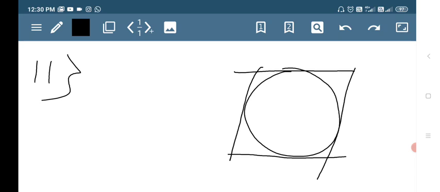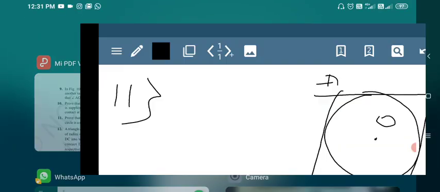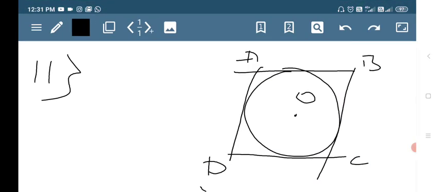So now, what do we have to prove? If this is a parallelogram ABCD, and a circle of center O, we have to prove that ABCD is a rhombus. In the question, it is given that a parallelogram ABCD circumscribes a circle. First, let us discuss how we can prove it. Look at the question here: prove that the parallelogram circumscribing a circle is a rhombus.